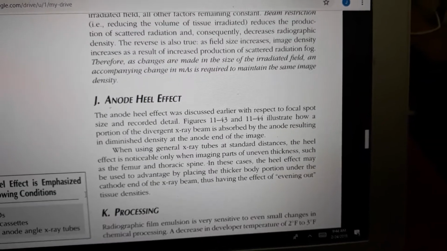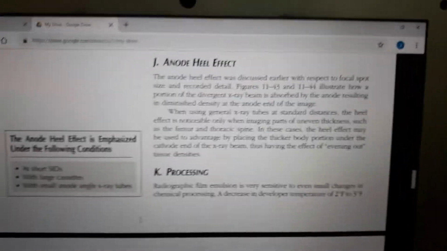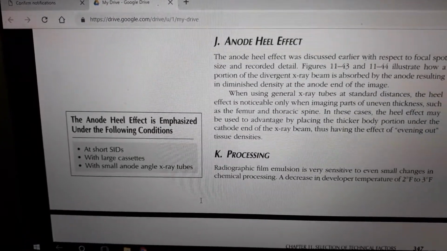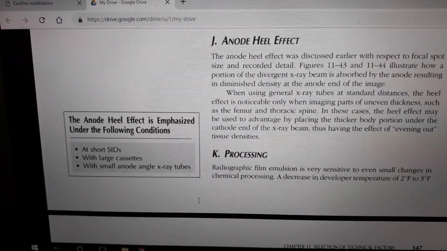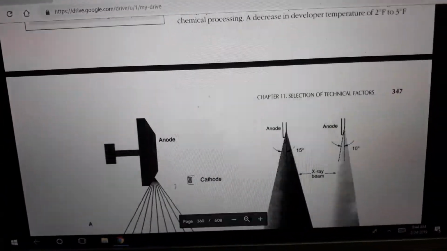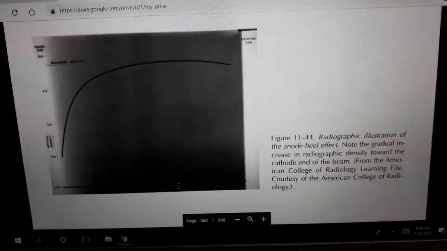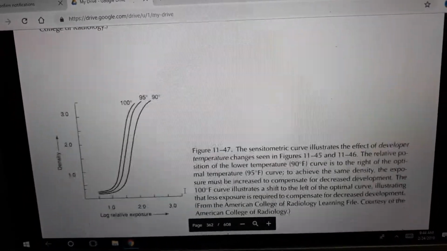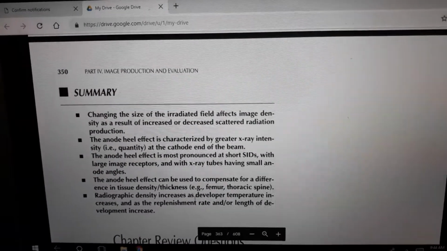Next is beam restriction, anode heel effect, and processing. The anode heel effect is emphasized under the following conditions: at short SID, with a large cassette, with a small anode angle. Next, processing. Then next topic, we will get a summary of this topic.